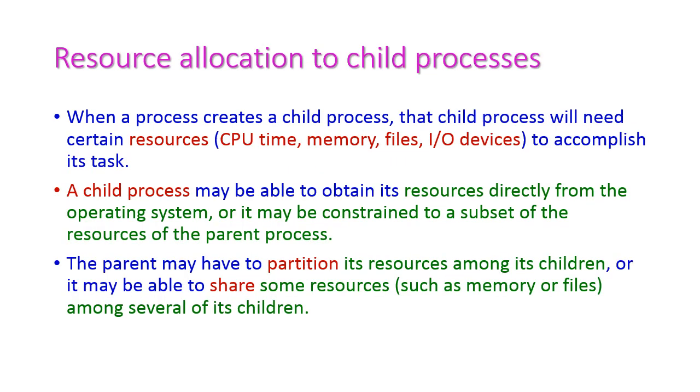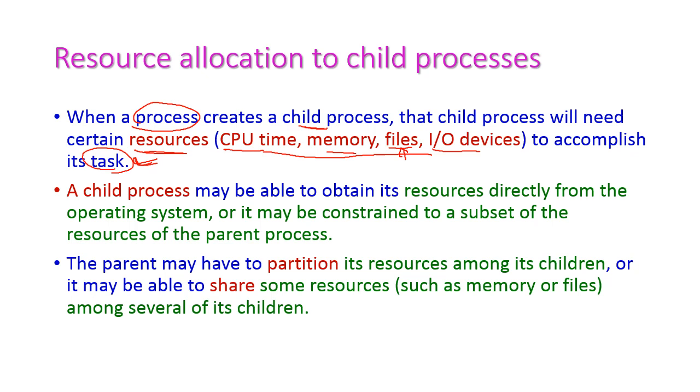Next, let us see the resource allocation to child processes. When a parent process creates a new process, the child process, then we need to allocate certain resources for executing the child process task. What are the resources we have? CPU time, memory, files, that is data files, IO devices, etc. These are the resources needed to execute the child process task.